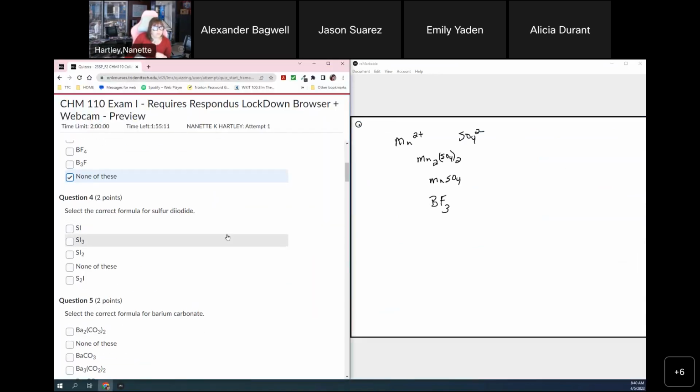Select the correct formula for sulfur diiodide. Sulfur is S, iodide is I, and it's diiodide, so it's SI2. That's this one right here.